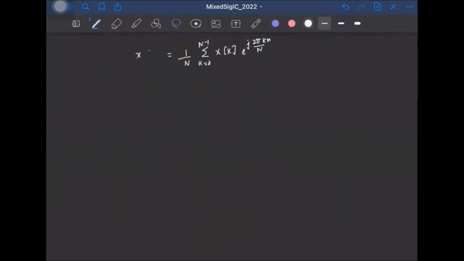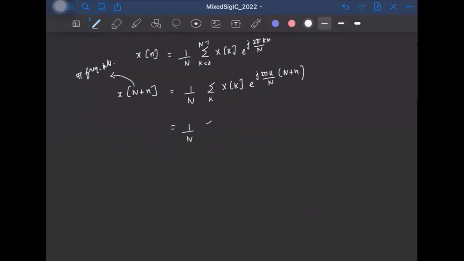So this is x of n, right? So let's compute what is x of capital N plus n. Remember, this capital N is the number of frequency points. And what is this? This is 1 by N summation over k, x of k e power j 2 pi k by N times (capital N plus small n). And what is this? This is 1 by N summation over k, x of k e power j 2 pi k by N times n plus 2 pi k by N times capital N.